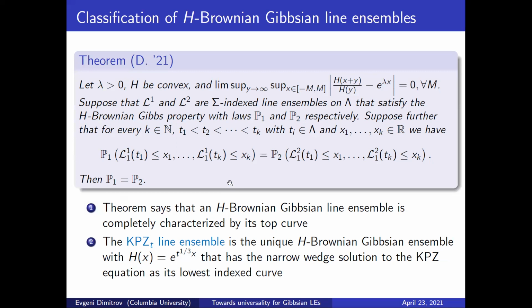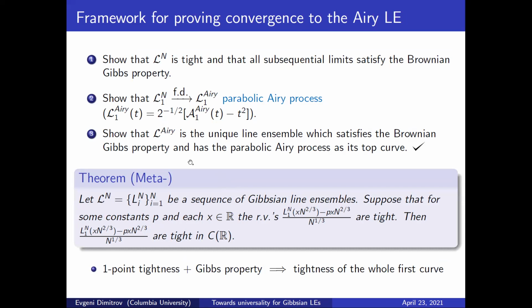We're going to go back to the framework. This third point was the theorem from 3 slides ago. So we've resolved the third point. The next thing I'll discuss is the first point here. So how do you show that the sequence of line ensembles is tight?